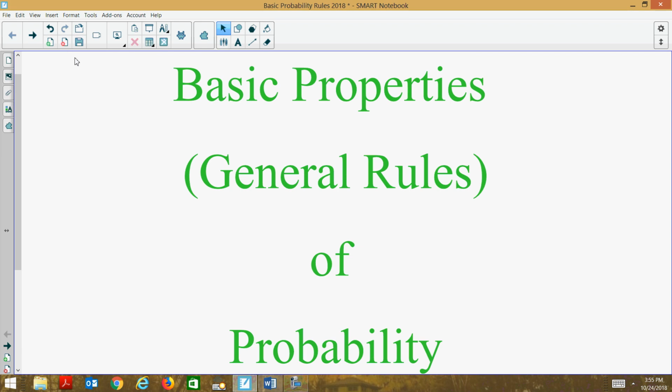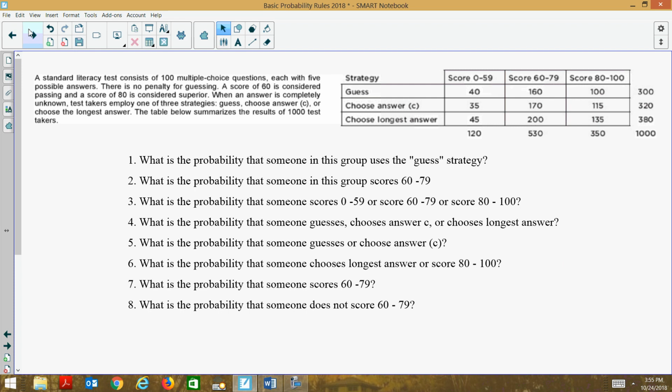When it comes to probability, there are basic properties of probability, sometimes called general rules, that are important for a person to know. So we have the following example to work with, and you should have this example also available for you that you need to fill out online as well.